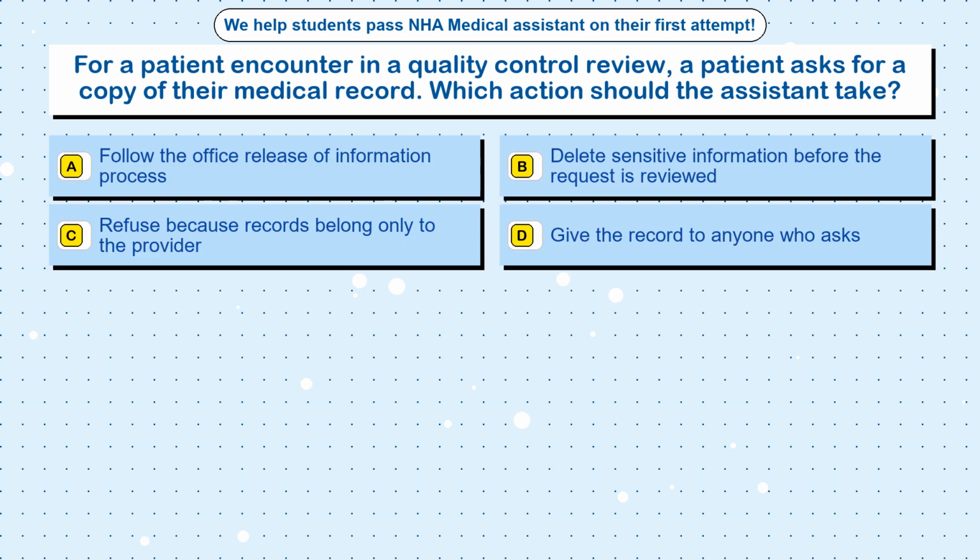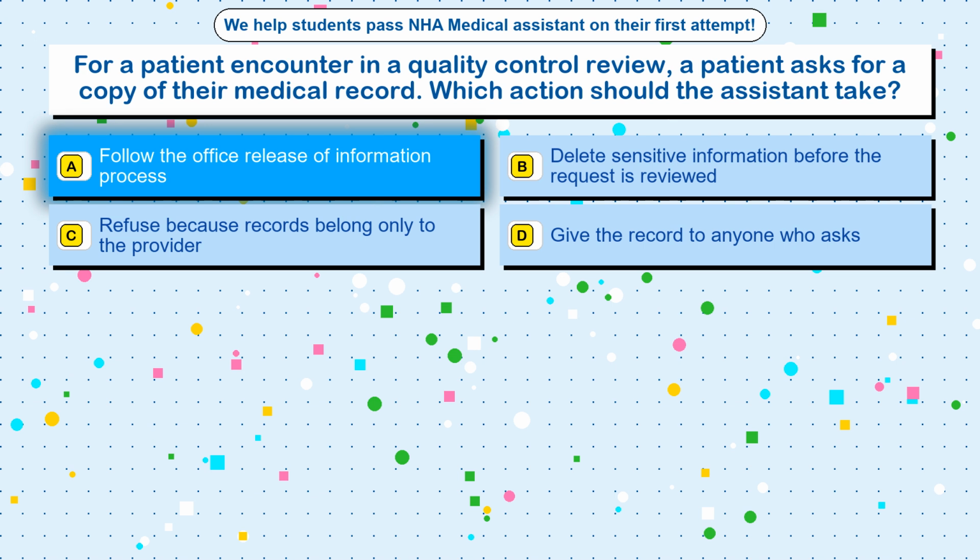Question 64. For a patient encounter in a quality control review, a patient asks for a copy of their medical record. Which action should the assistant take? Option A. Follow the office release of information process. Option B. Delete sensitive information before the request is reviewed. Option C. Refuse because records belong only to the provider. Option D. Give the record to anyone who asks. The correct answer is option A.